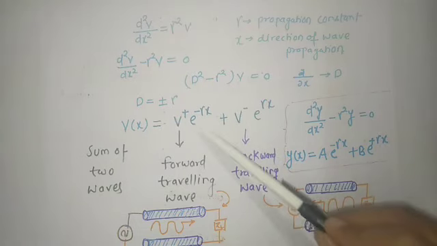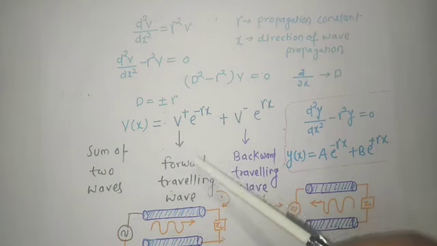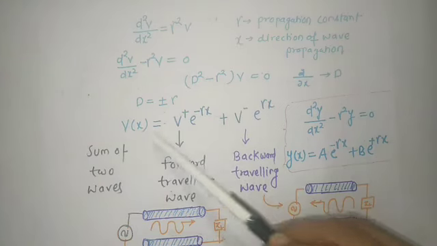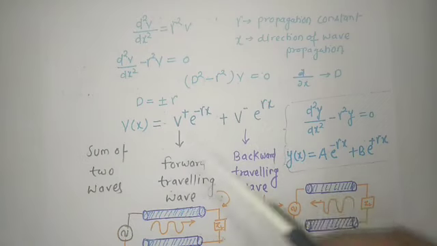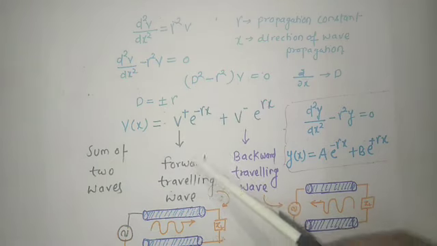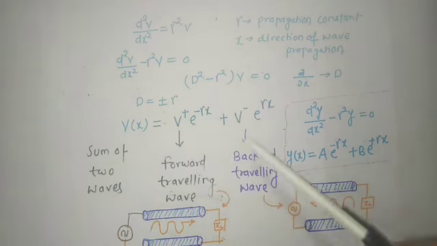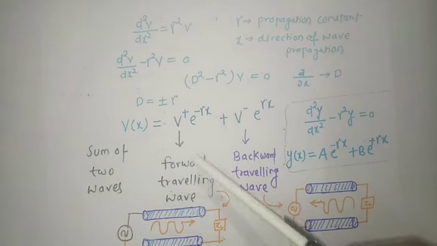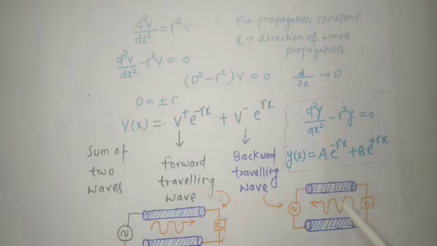What is the physical significance of this equation? This voltage equation is nothing but the sum of two functions, or in the case of a transmission line we say it is the sum of two waves. This wave is known as the forward travelling wave and this wave is known as the backward travelling wave. So what is the forward travelling wave? The forward travelling wave travels from source to load. The backward travelling wave travels from load to source. These two things are very important, and the total voltage is the sum of the forward as well as the backward travelling wave. Remember these two things.